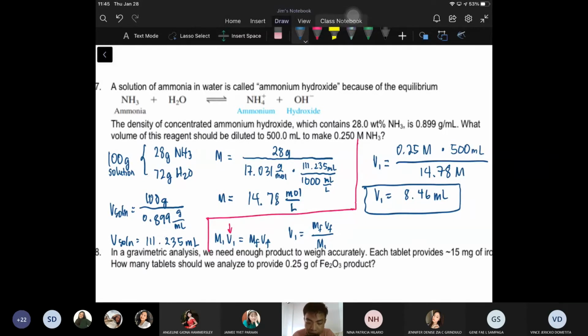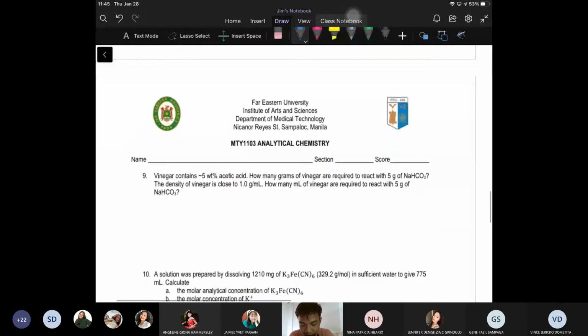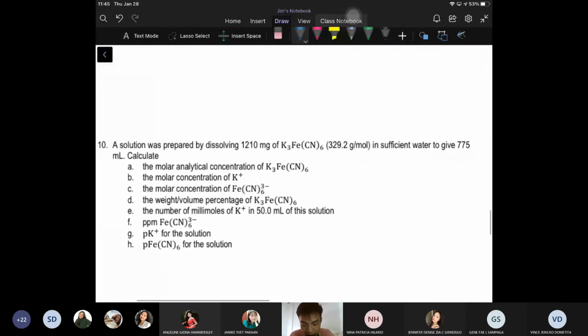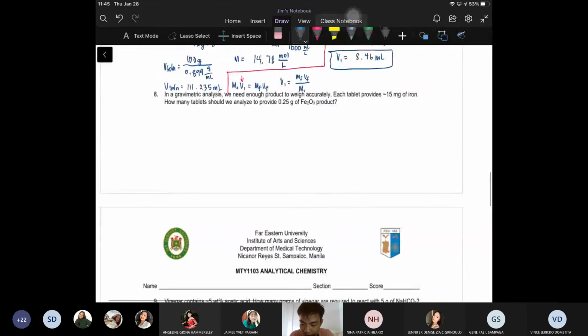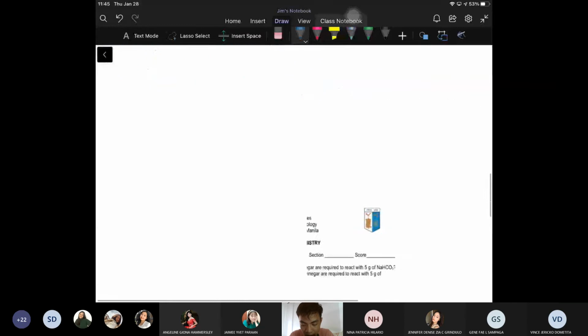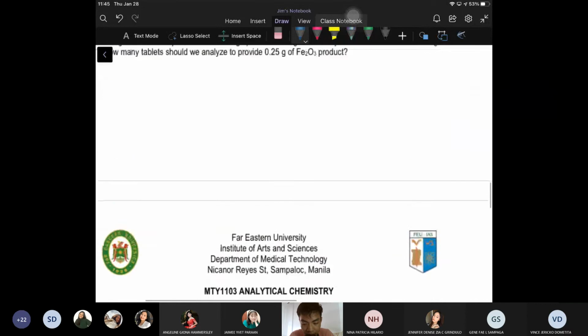Okay, so let's proceed with the next one. Itong number 10, sasagutan natin ito. Dami, no? Okay. Siguro isa na lang muna dito. So ito, 8 sagutan natin. Ay, hindi. Sige, 8 na lang.